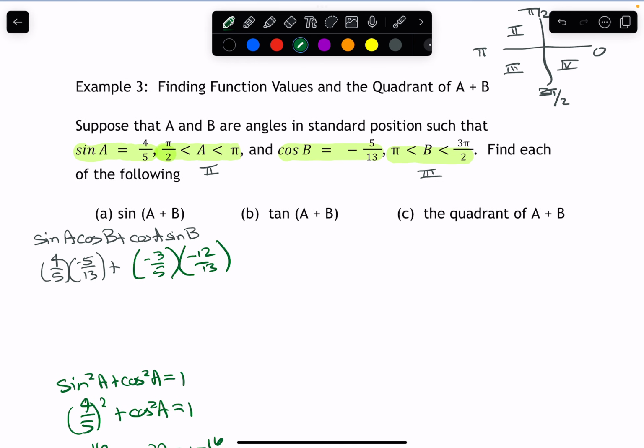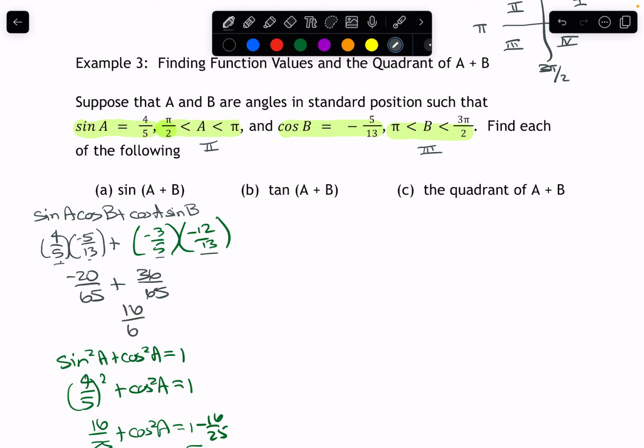Now, similar to how we did yesterday, I realize that when I'm multiplying, I can cancel out the 5 and the negative 5. But I'm going to be adding these fractions together, and I need common denominators. So I notice that my denominators are 5 times 13 and 5 times 13. So I'm not going to cancel anything out because I want them to stay the same. So that becomes negative 20 over 65, and here becomes 36 over 65. Then I can add the numerators together, and my final answer for the sine of a plus b becomes 16 over 65.